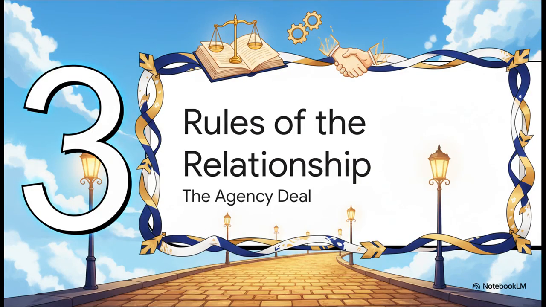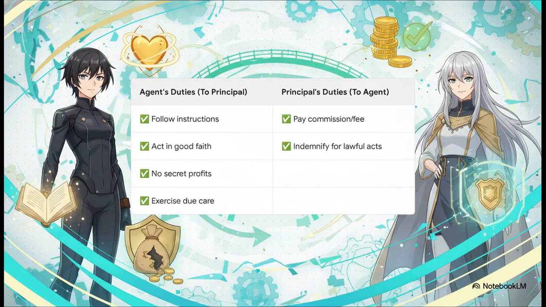So once this whole agency thing is up and running, what are the rules of the game? What does each person actually owe the other? You have to think of it like a deal, a two-way street. It's built on duties that go both ways. The agent owes the principal things like loyalty, they have to act in good faith, follow the instructions, and definitely no making secret profits on the side. In return, the principal has to pay the agent what they agreed, and, this is important, they have to indemnify them, which just means they cover the agent's back for any costs they rack up while doing their job legally.